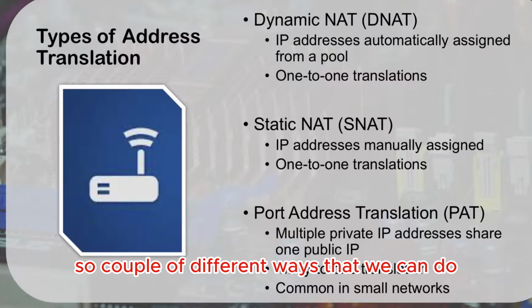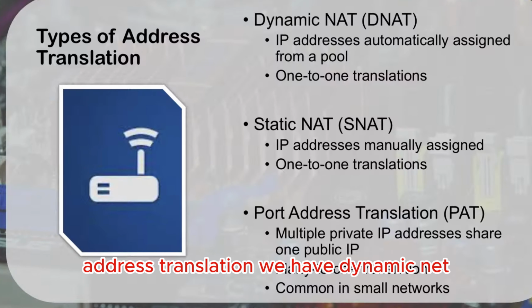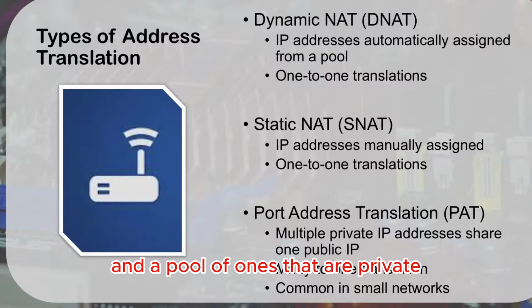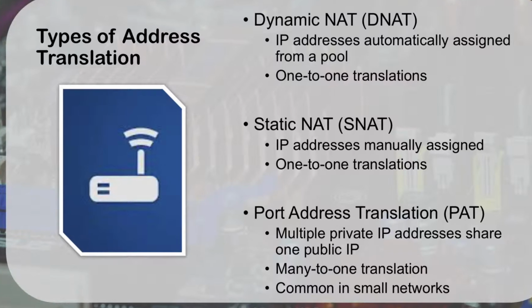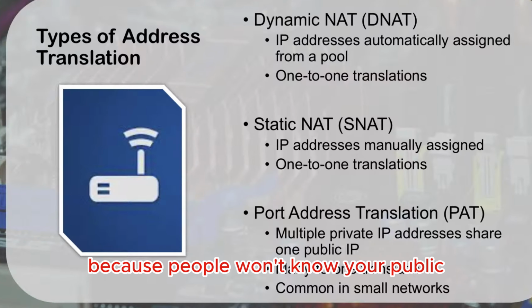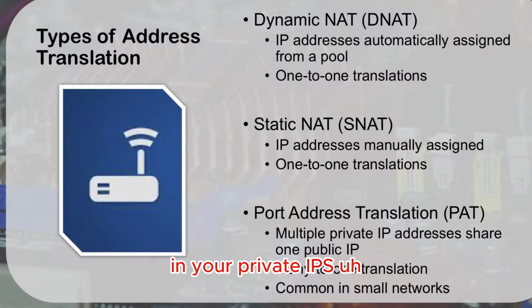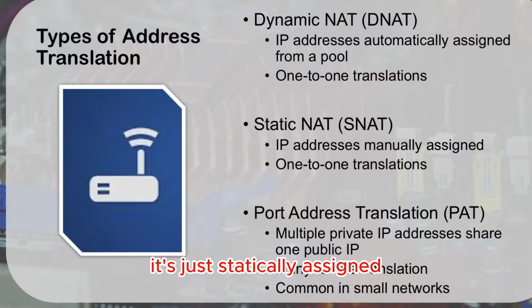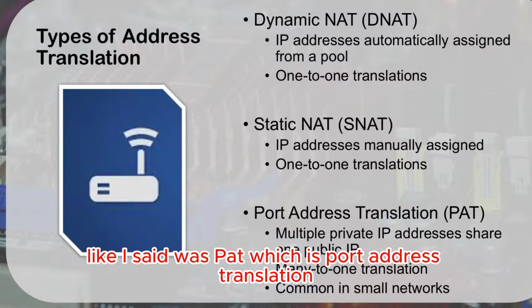So, a couple of different ways that we can do address translation. We have dynamic NAT, where we have a pool of IP addresses that are public and a pool of ones that are private, and we do a one-to-one mapping. The only benefit here is from a security standpoint because people won't know your public and your private IPs. Static NAT, we do a one-to-one mapping, and it's actually 1-for-1, so we don't have to have a pool, it's just statically assigned. But what we really use nowadays, like I said, was PAT, which is port address translation.